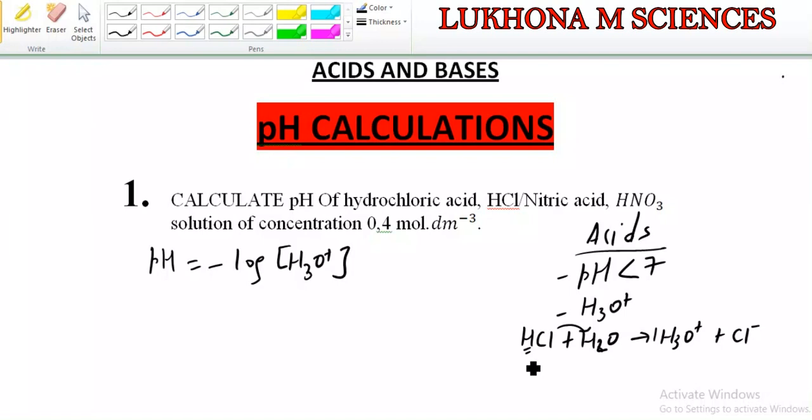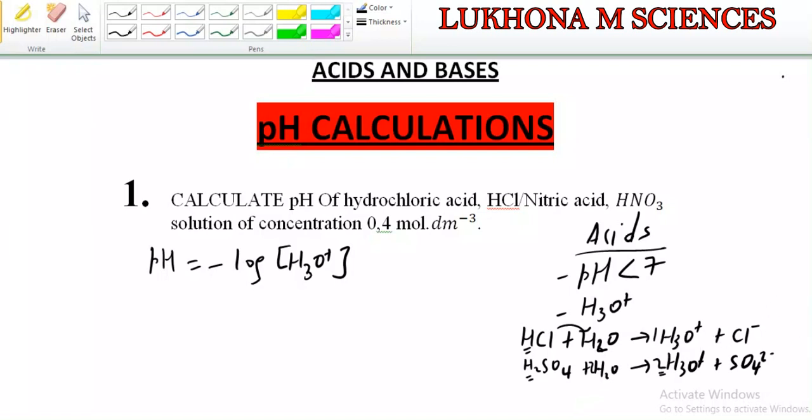For example, sulfuric acid. Sulfuric acid, when it reacts with water, will give you H3O plus and SO4 2 minus. But since we have two hydrogens to donate there, we are going to get two hydronium ions, but we need to balance the equation. We have 4H here, we can put 2 here. Then we have 6H here, then we can put 2 here. Then the equation is balanced to get two hydronium ions.